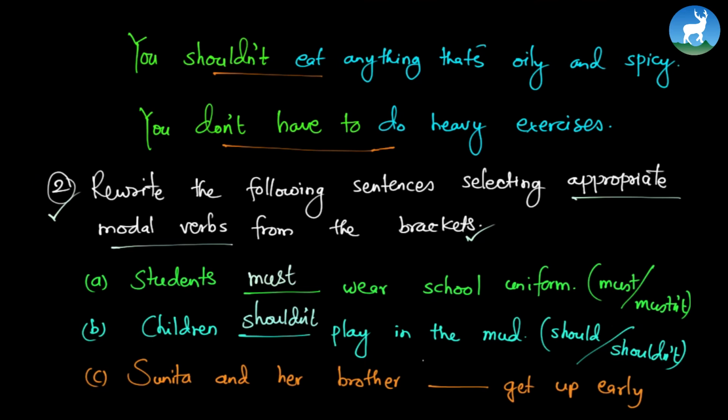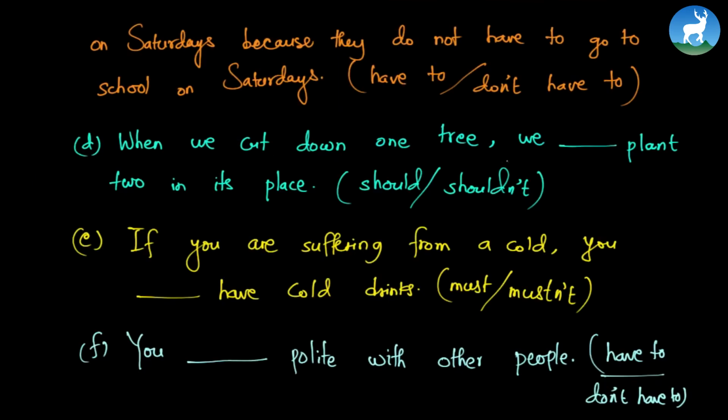Sunita and her brother blank space get up early on Saturdays because they do not have to go to school on Saturdays. So they don't have to get up early on Saturdays because they don't have to go to school. Now go to number D. When we cut down one tree, we should. Correct? We should plant two in its place.